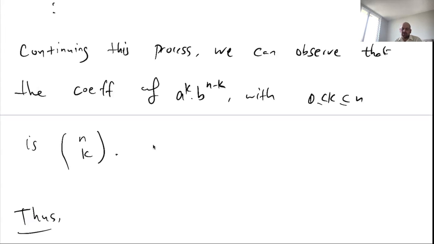Again, you will not have a choice over the brackets that you choose b from anymore. Once you decide which k brackets you want to choose so that a will be chosen from them, the remaining n minus k brackets will automatically correspond to b terms. You will not have a choice anymore. So the number of ways to choose k brackets so that we choose a from them, and the remaining will be automatically b, is the number of ways that you can choose k brackets out of n brackets, and that's n choose k.